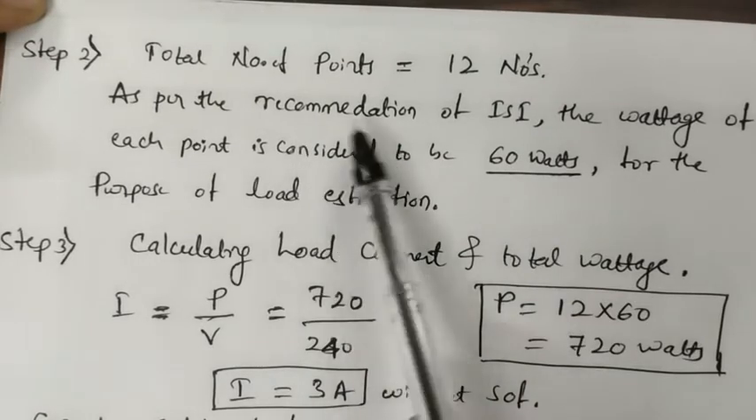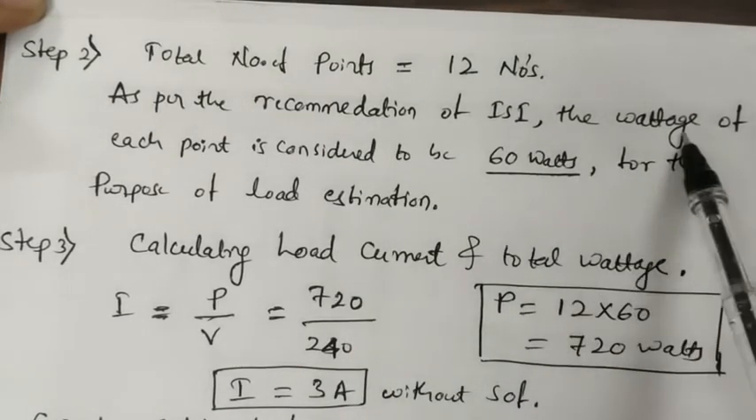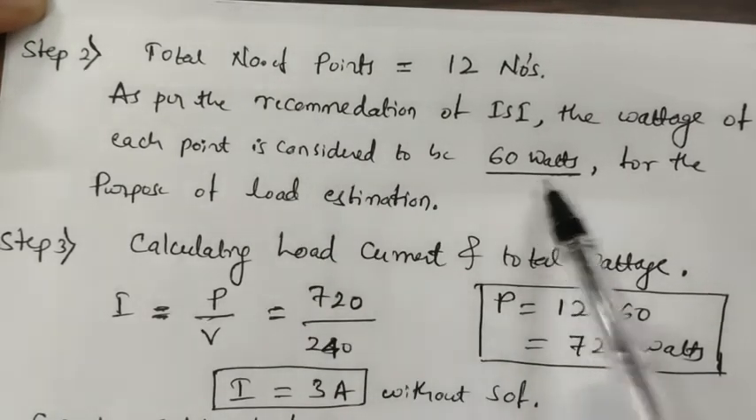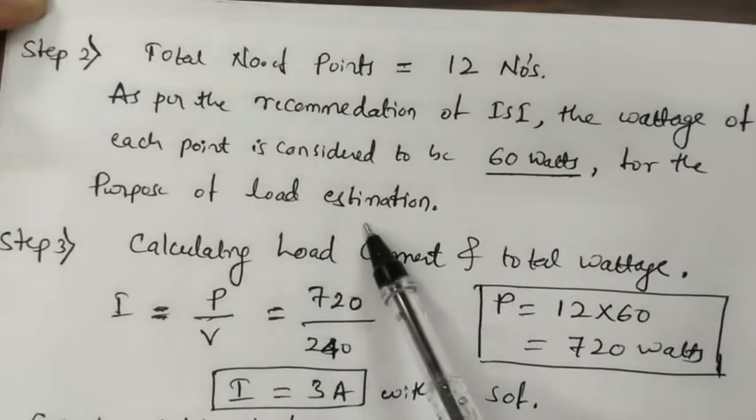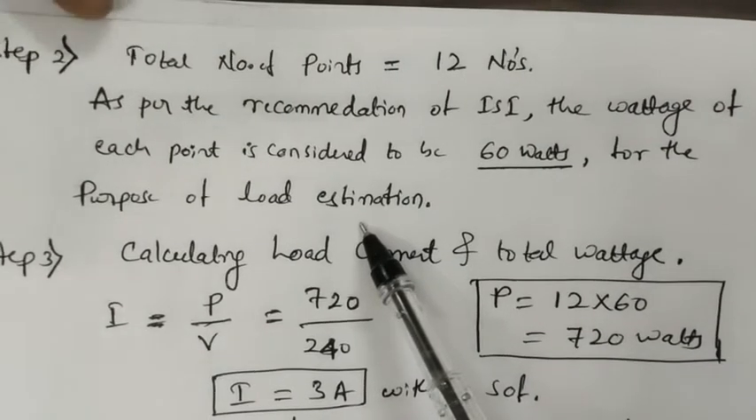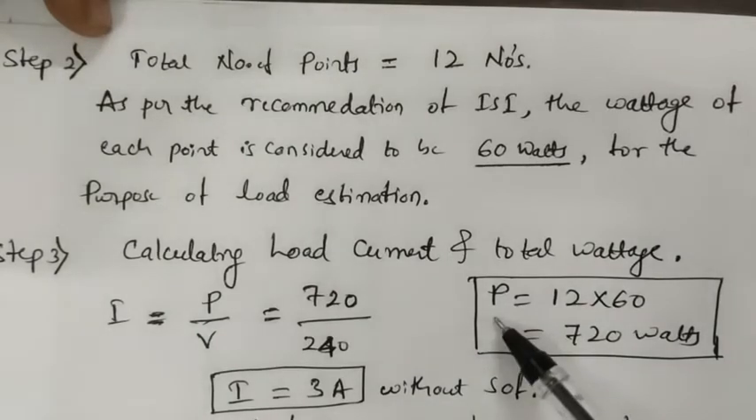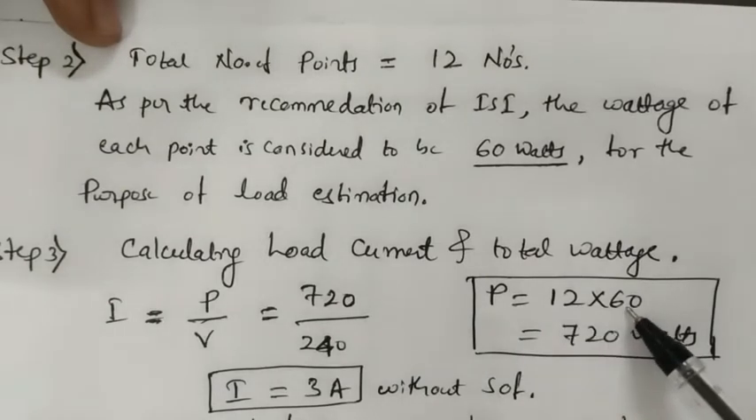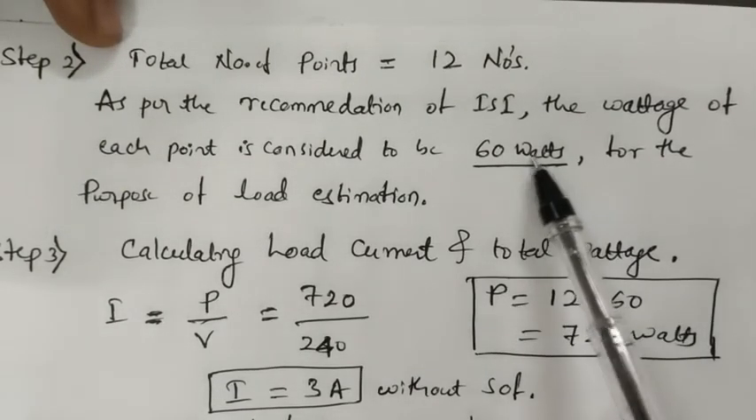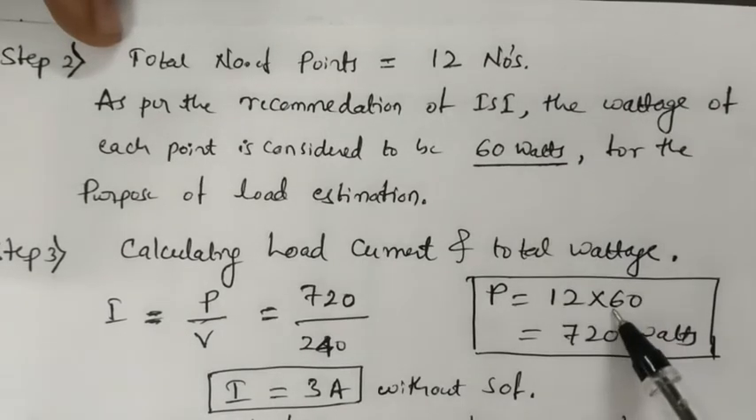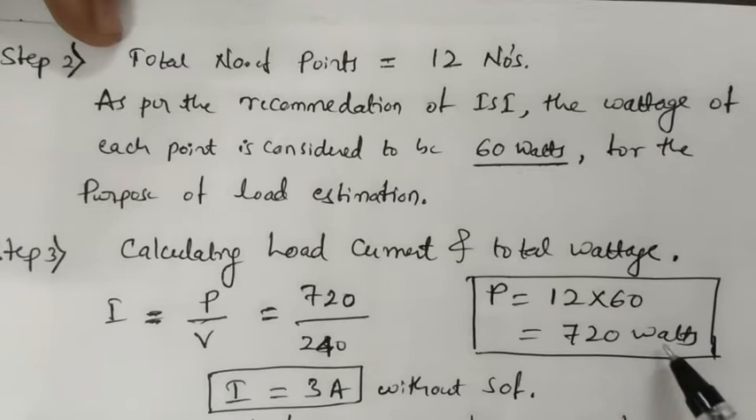Okay, then the second step is, we calculated the total number of points is 12 numbers. So as per the recommendation of Indian standard, the wattage of each point is considered to be 60 wattage for the purpose of load estimation. So let us take 60 wattage for each point and then calculate the total load. So the total wattage is denoted by P is equal to total number of points 12 into 60. I have considered 60 wattage common for all the points, that is the lighting points, socket points, and ceiling points. So 12 into 60 you will get 720 watts.